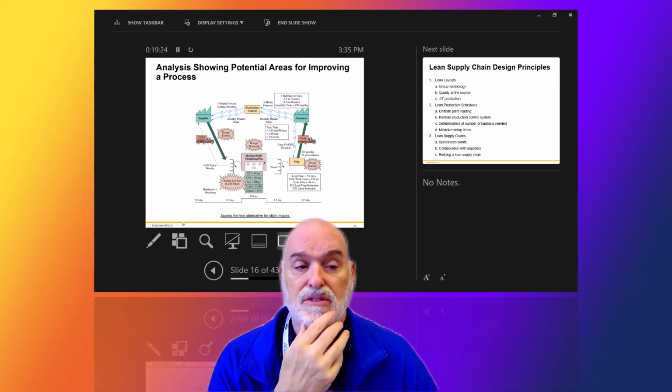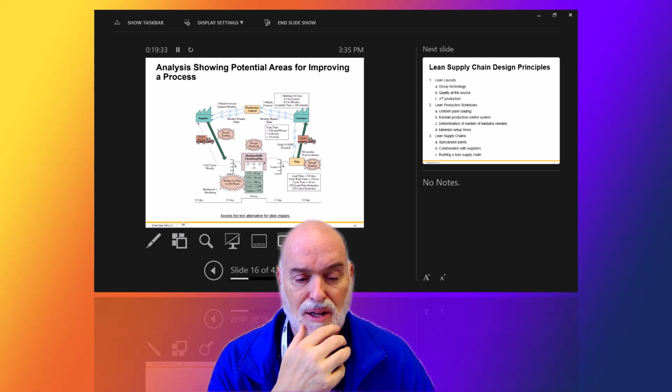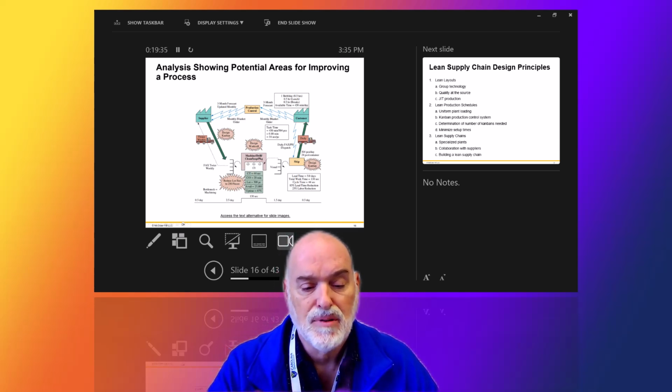Analysis showing potential areas for improving the process. So here we've cataloged the process and laid it out. And we have a supplier providing the product. It's shipping twice weekly. Is that enough? Do we have to change that? Fax twice weekly. Should it be faxed every day for the orders?